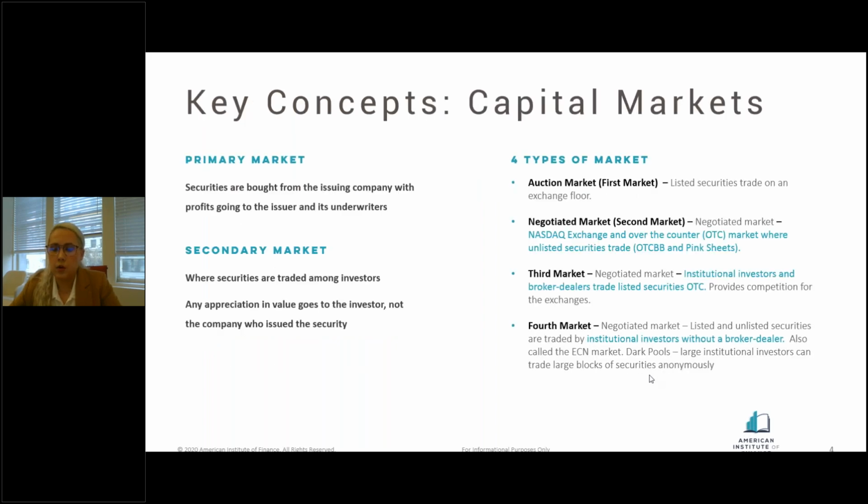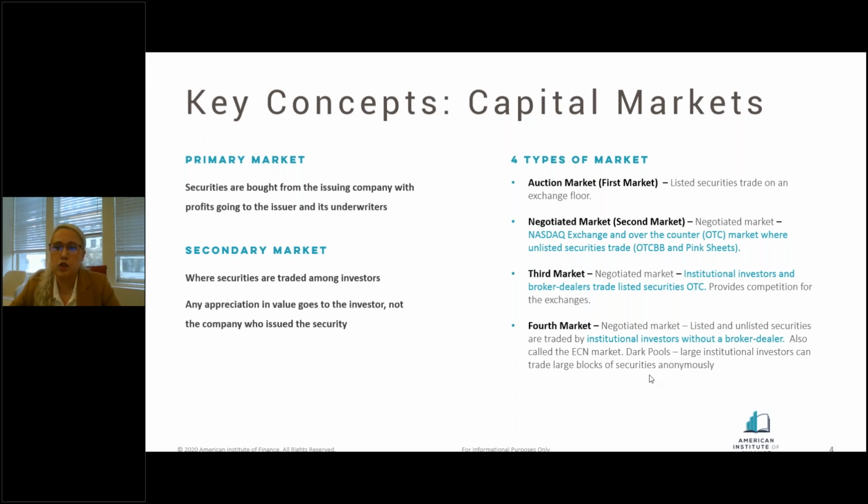So let's jump right into the first key concept of the SIE exam. As I mentioned last time, there are 4 major blocks or broad topics that you will find in the SIE exam. The first one is capital markets. You will see a few questions on this topic, I believe it's 7 questions. And within capital markets, we can identify the primary market and the secondary market.